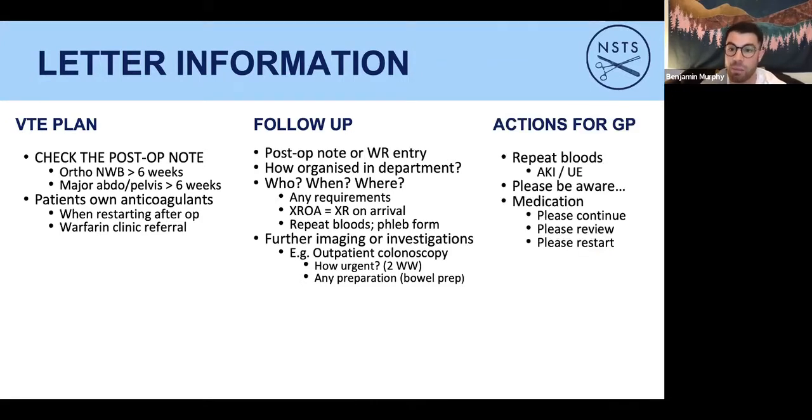And then actions for the GP. So this will probably be mentioned as you go along, but there's usually a box on the TTO that just clearly says, what do you want this GP to do? And I usually say, could GP kindly, because at least it makes it sound like you're trying to be nice.